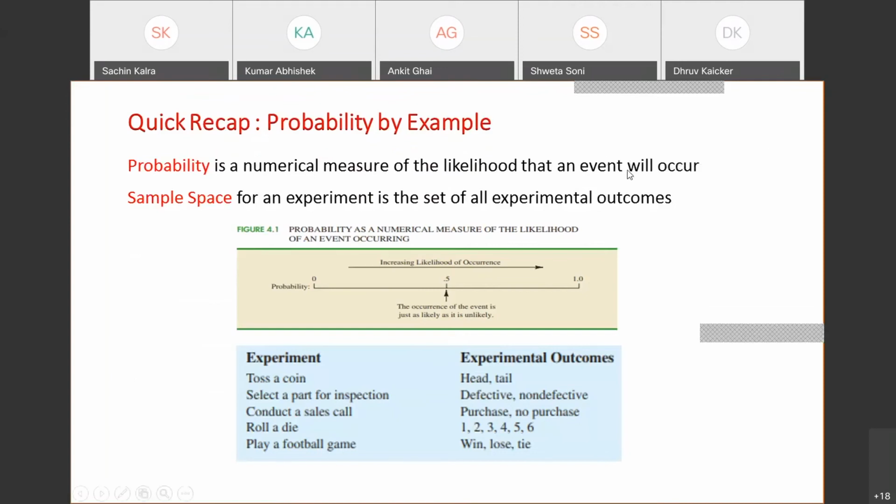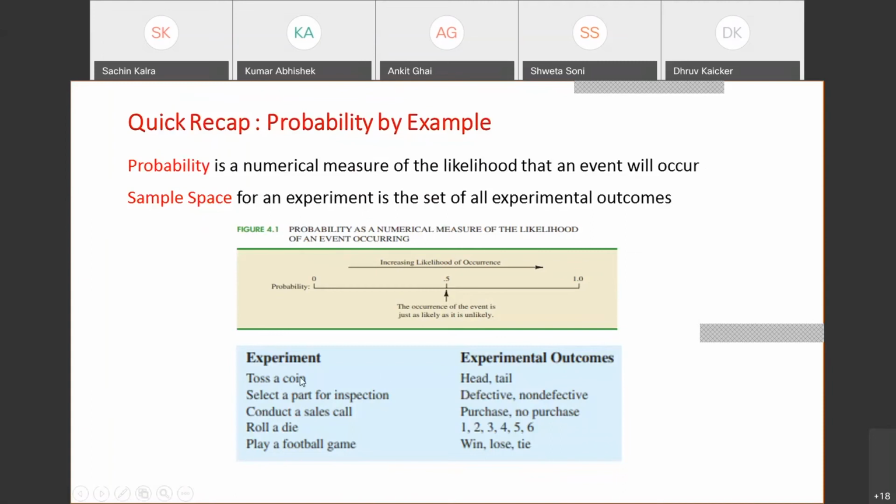Now, on a quick recap, probability is a numerical measure of the likelihood of an event. So it goes from 0 to 1 on a decimal scale, and 0 to 100% on a percentage scale. And sample space is the set of all experimental outcomes, that is, all that is possible. Now, suppose we toss a coin. What would be the sample space? I mean to say, what would be the possible outcomes?